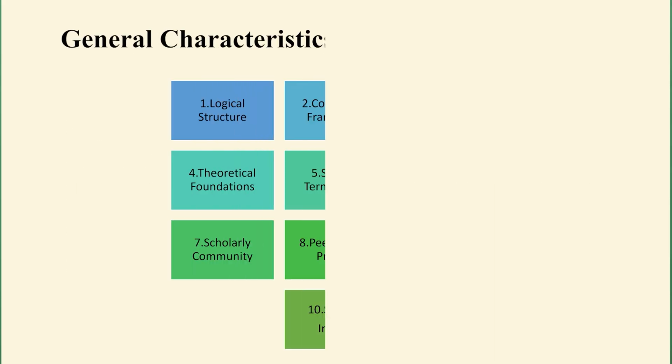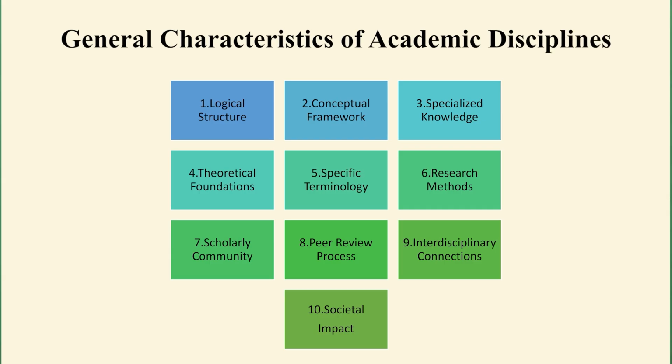Now we consider the general characteristics of academic discipline. Academic disciplines are structured bodies of knowledge that encompass specific areas of study, research and inquiry. They possess distinct characteristics that differentiate them from other fields. Here are the key features that define academic discipline. First, we consider the logical structure. Every academic discipline has a logical structure consisting of a network of concepts and generalizations. This framework helps in understanding the relationship among various facts and theories within the discipline.